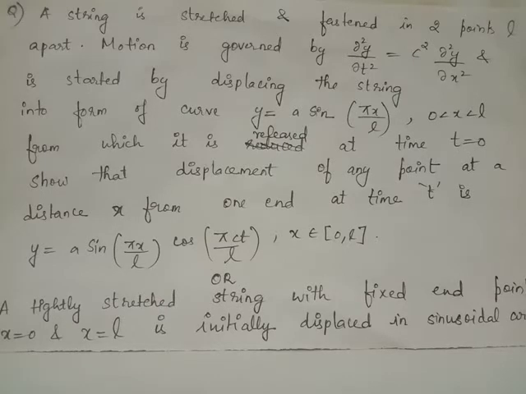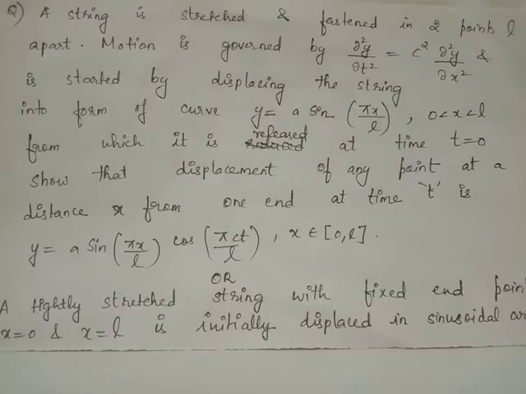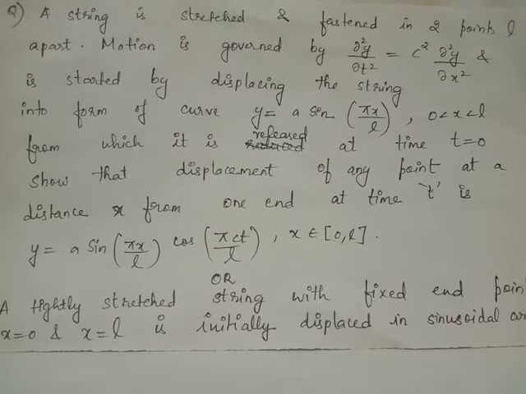by y equals a times sine pi x by L, and the string is released at time t equals 0 from rest position. We have to show that displacement of any point at a distance x from one end of string at time t is given by displacement function y of x,t equals a sin pi x by L cos pi ct by L, where x ranges from 0 to L.